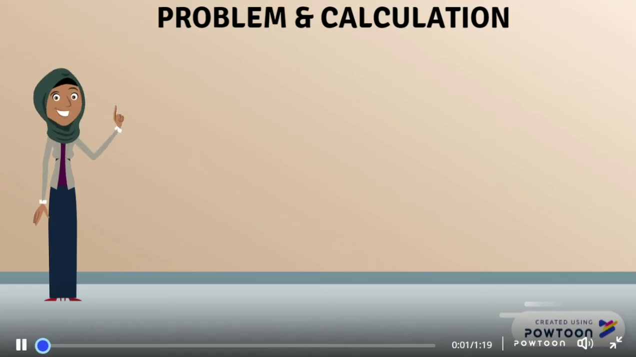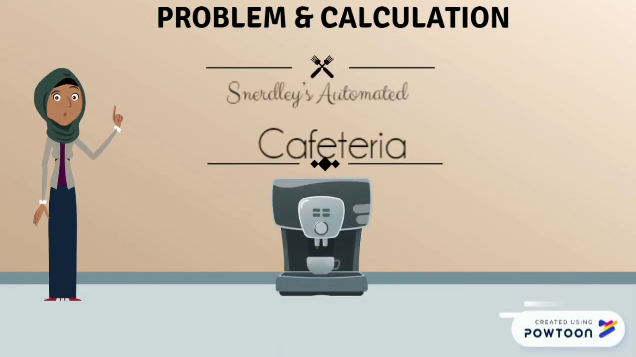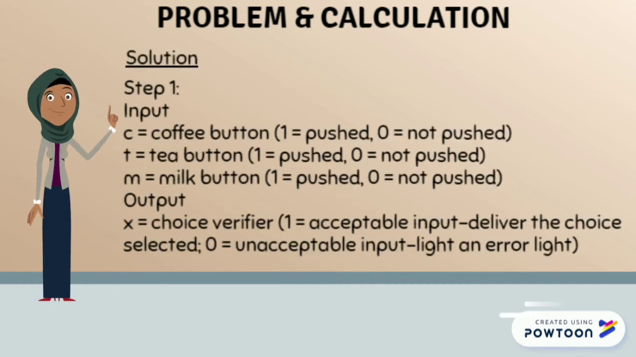Another calculation can be done by using this logic. The scenario is, Snidley's automated cafeteria orders a machine to dispense coffee, tea, and milk. Design the machine so that it has a button input line for each choice and so that a customer can have at most one of the 3 choices. Diagram the circuit to ensure that the at most one condition is met. So, how to solve this problem?